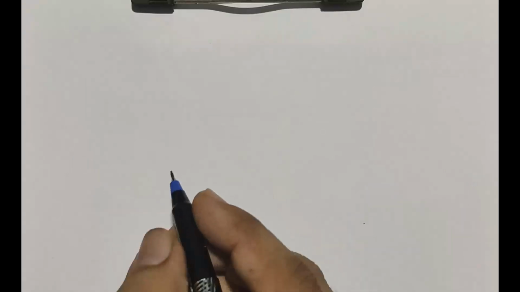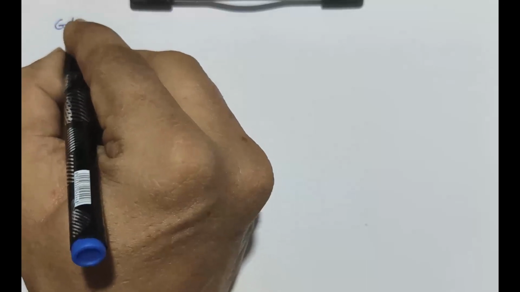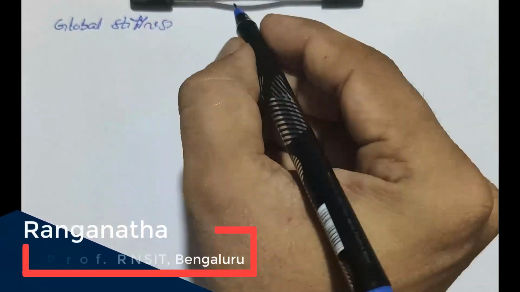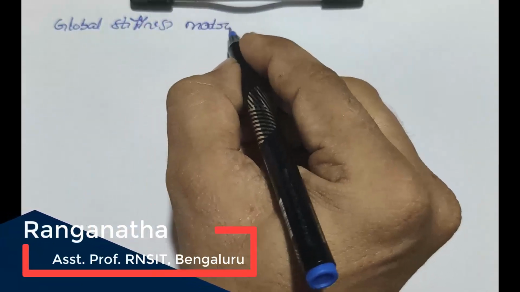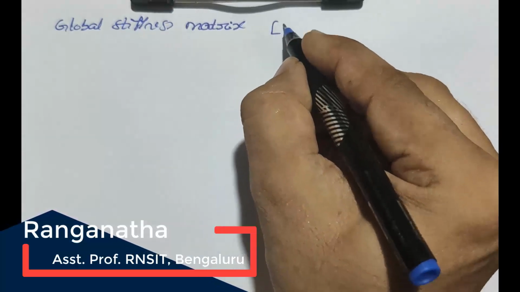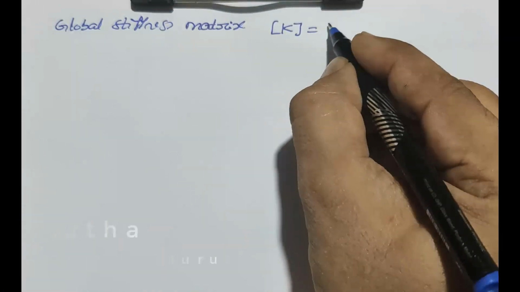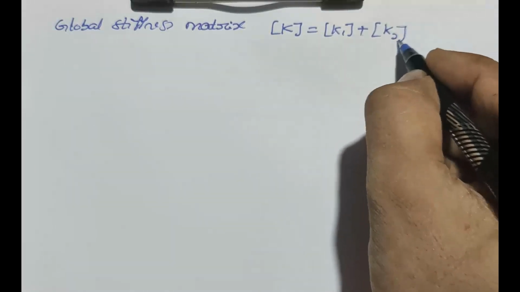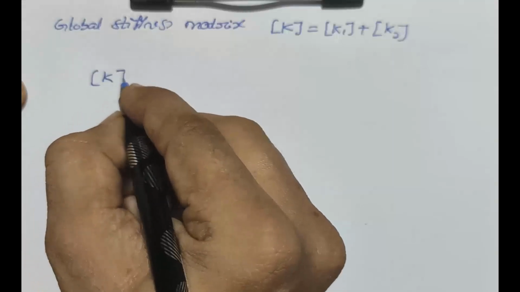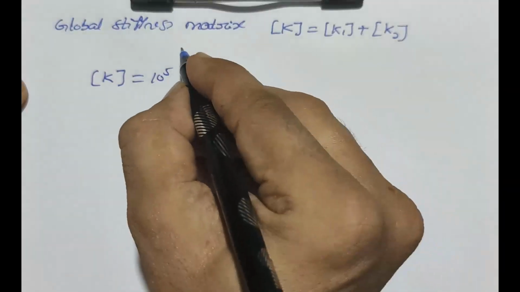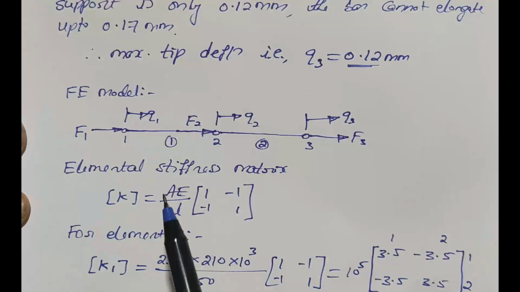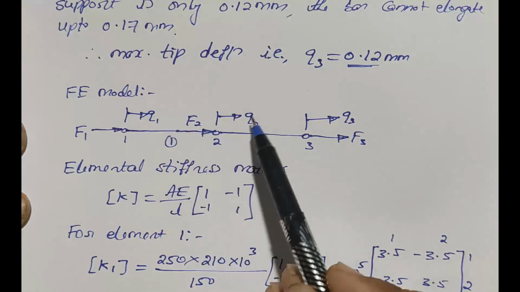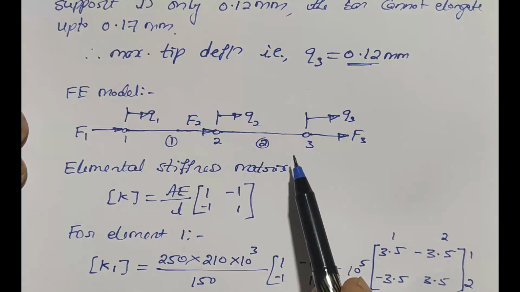Next is global stiffness matrix. Global stiffness matrix K will be equal to K1 plus K2, or K is 10 power 5. See here, since there are 3 nodes, each node has got 1 degree of freedom. The order of the global stiffness matrix will be 3 cross 3.